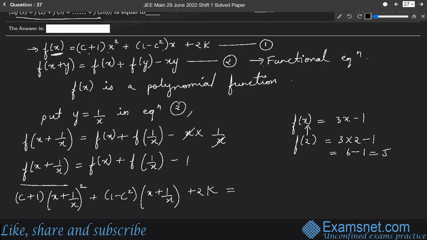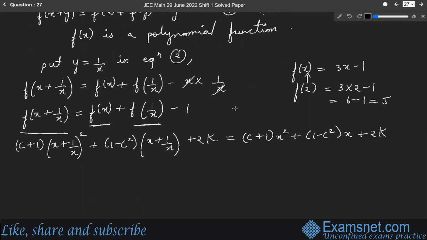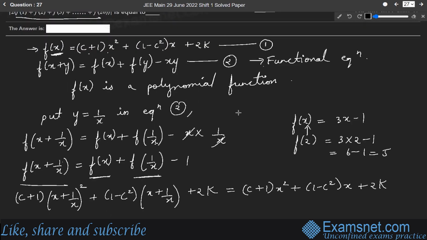It is f of x. Okay, so let us write the value of f of x. It is already given. f of x is (c + 1) into x square plus (1 minus c square) into x plus 2k. Now we have to write the value of f of 1 by x, right? Again, for f of 1 by x, we have to put 1 by x in the place of x, okay?